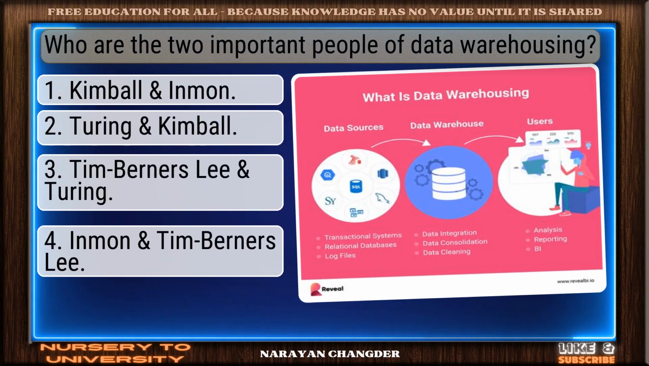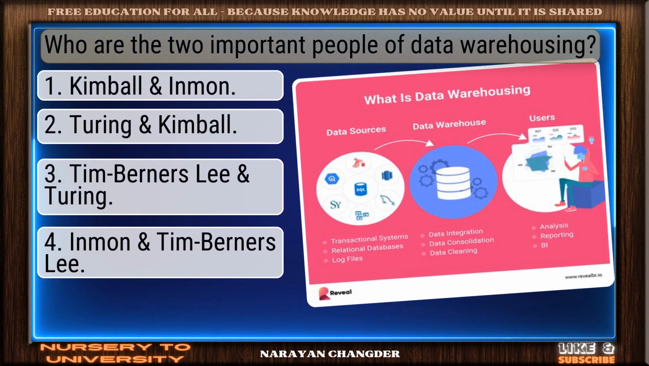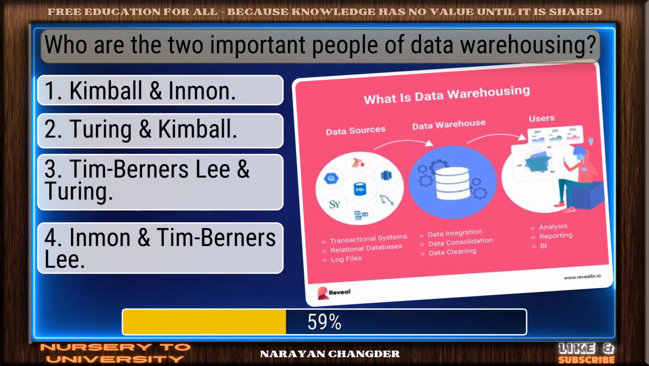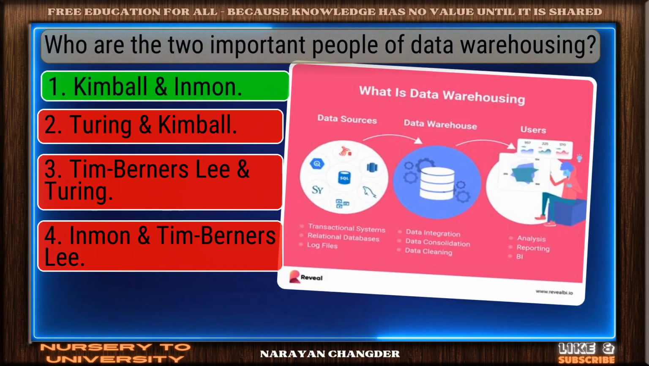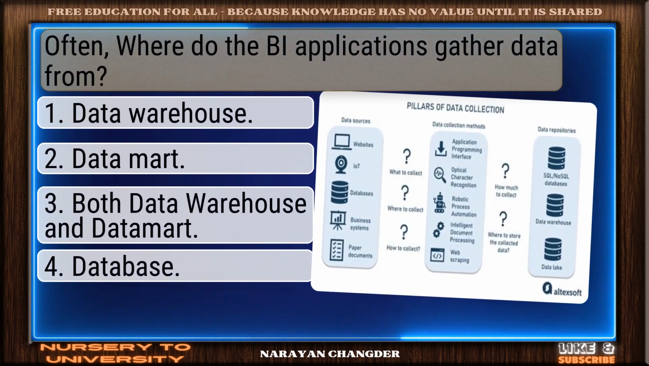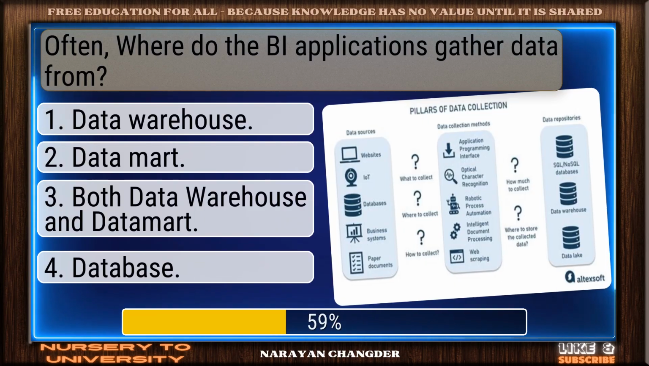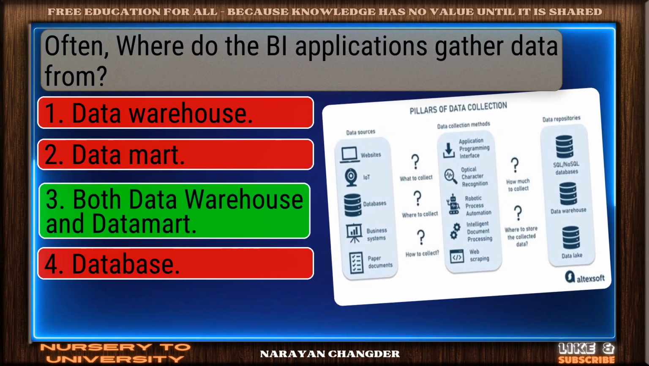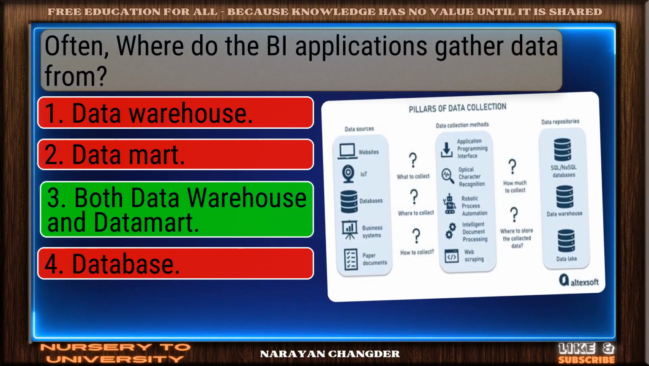Question number 15. Who are the two important people of data warehousing? Bravo. Kimball and Inmon is the answer. Question number 16. Often, where do the BI applications gather data from? Strong choice. Both Data Warehouse and Datamart is the right answer.